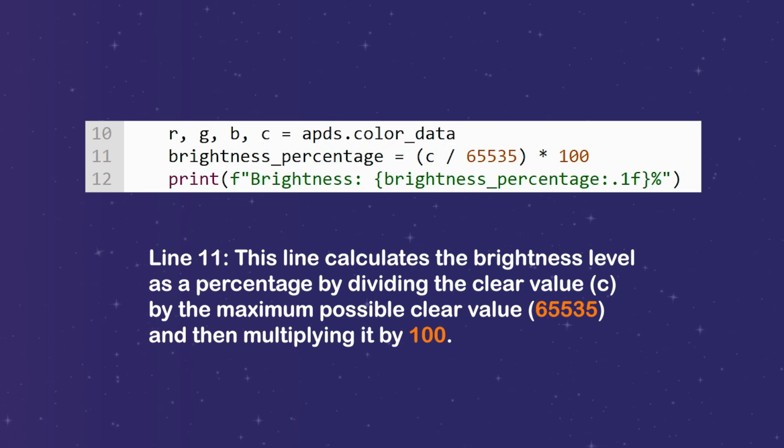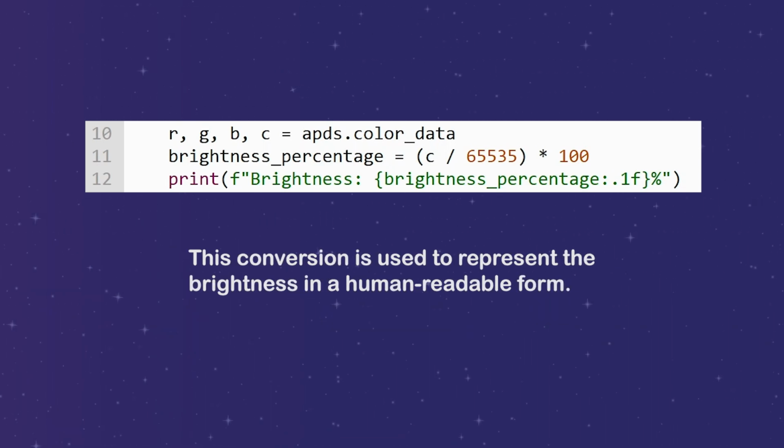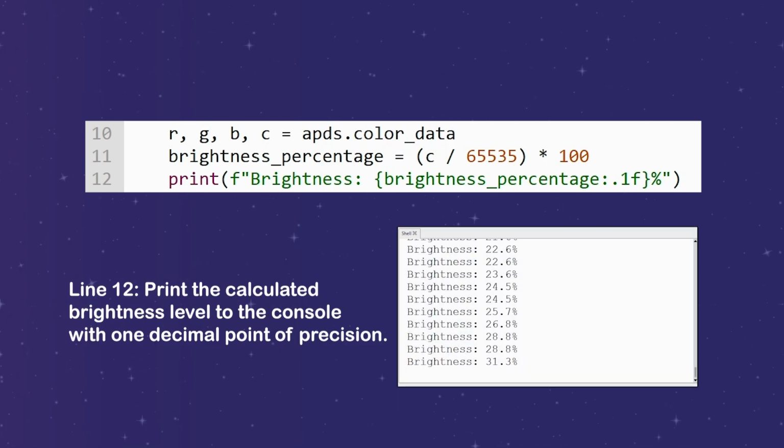Line 11. This line calculates the brightness level as a percentage by dividing the clear value by the maximum possible clear value and then multiplying it by 100. This conversion is used to represent the brightness in a human-readable form. Line 12. Print the calculated brightness level to the console with 1 decimal point of precision.